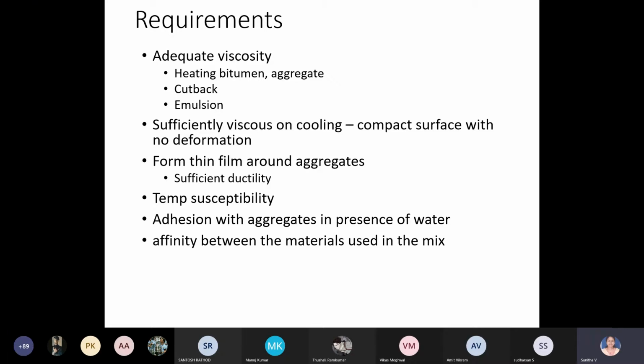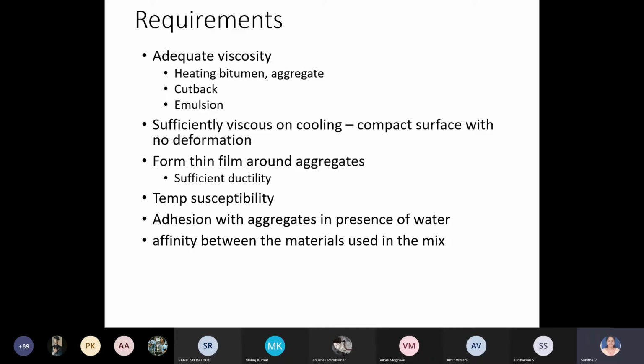So what is the viscosity of the bitumen while you're taking it? Depending on the temperature, it will change. When you get bitumen in barrels or drums, it will be in a semi-solid state. When you're laying it on the road, you have to heat it to get sufficient consistency. So it should have adequate viscosity for the purpose you are using it, and accordingly you can go for either cutback or bitumen emulsion also.